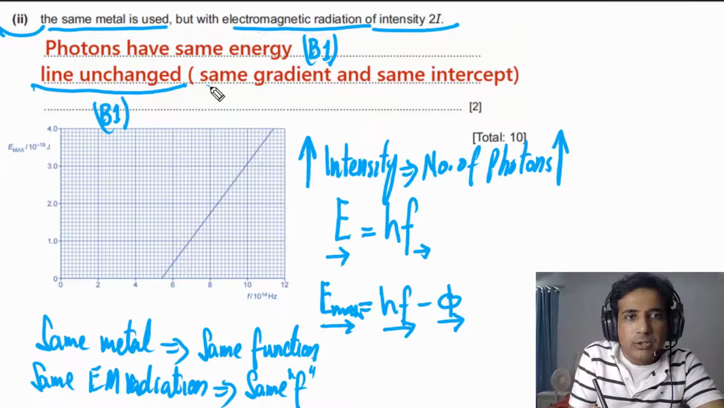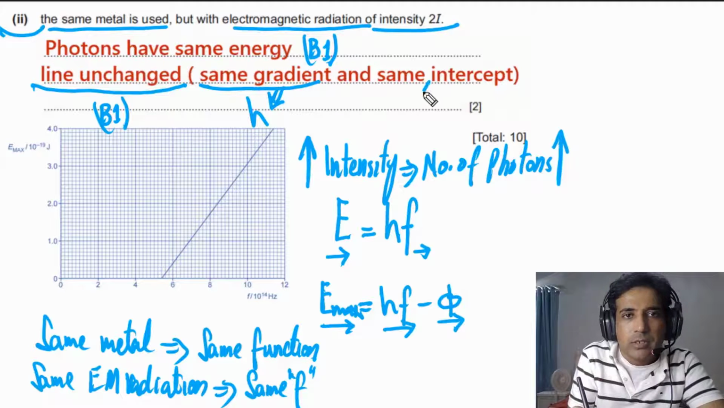This line is unchanged because the gradient is equal to Planck's constant, and Planck's constant is constant. And the y-intercept does not change because same metal, same radiation, so the work function is the same.